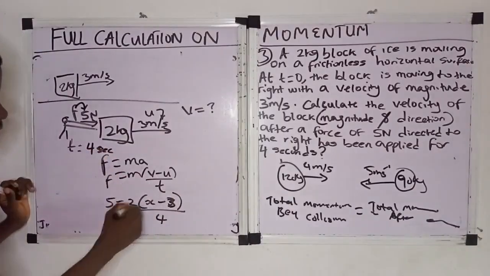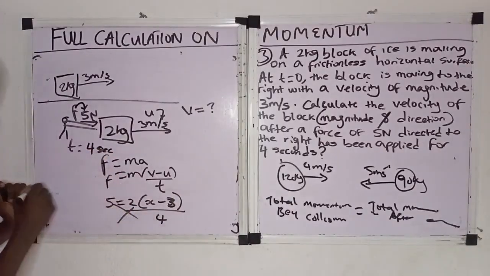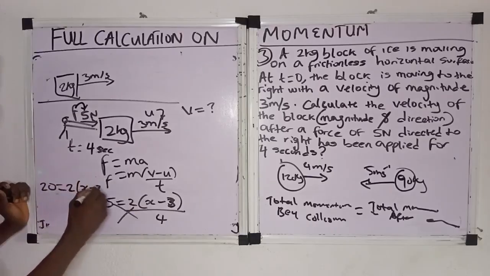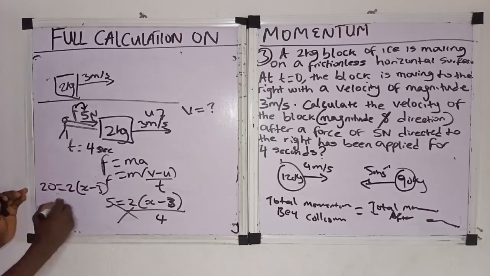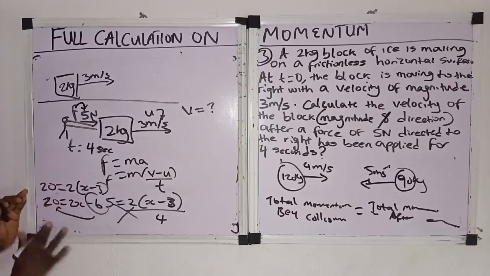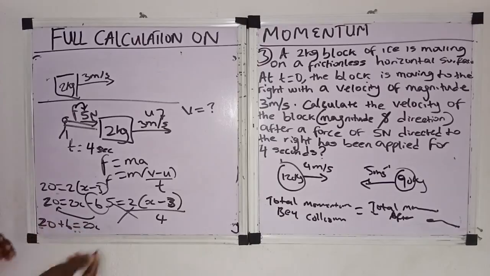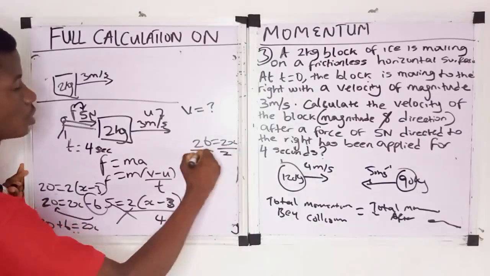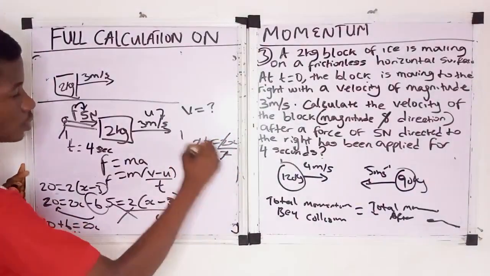If we cross multiply, 5 times 4 gives us 20, which equals 2 times (v minus 3), right? Yes. Now 2 times v gives us 2v, and 2 times minus 3 gives us minus 6. If this moves to the other side, it turns to plus. So 20 plus 6 is equal to 2v. 20 plus 6 gives us 26, equal to 2v. If we divide both sides by 2, we have 13.